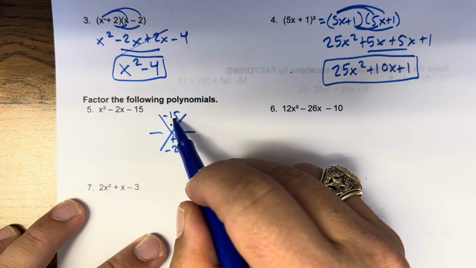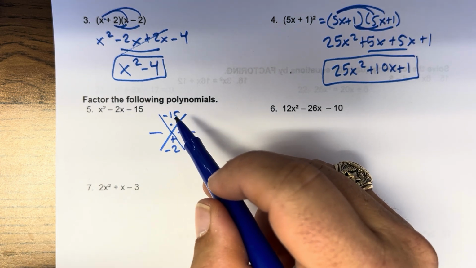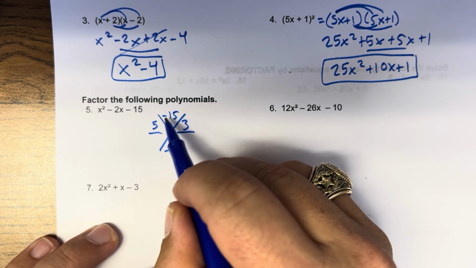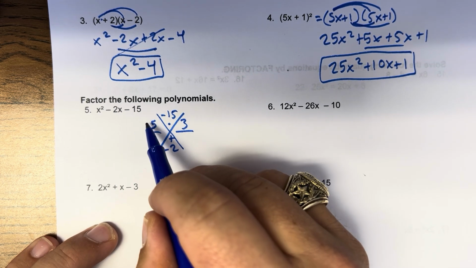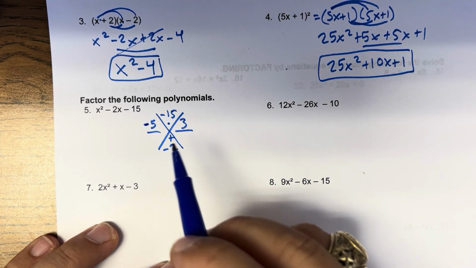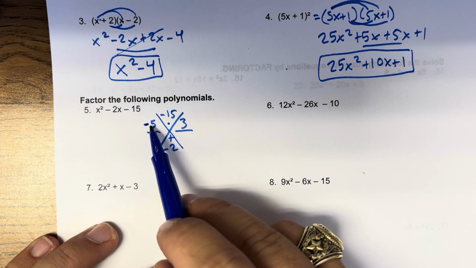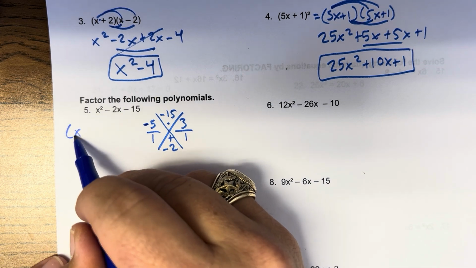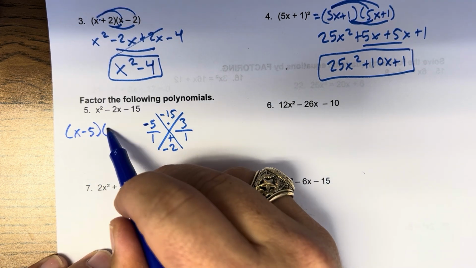So to multiply to 15, I could do 15 and 1, 5 and 3, and those are my only options. The only thing that's going to work is 5 and 3. One's going to be positive, one negative. To add to negative 2, that's going to be a negative over here. So negative 5 times 3 is negative 15. Negative 5 plus 3 is negative 2. We'll divide by my a of 1 to get x minus 5 and x plus 3.